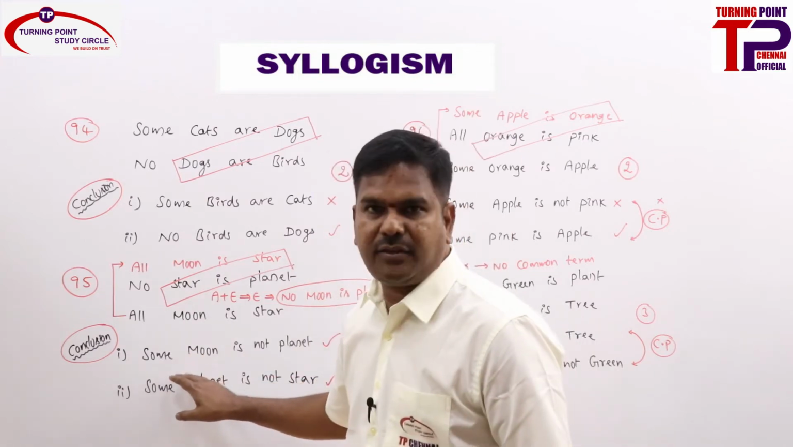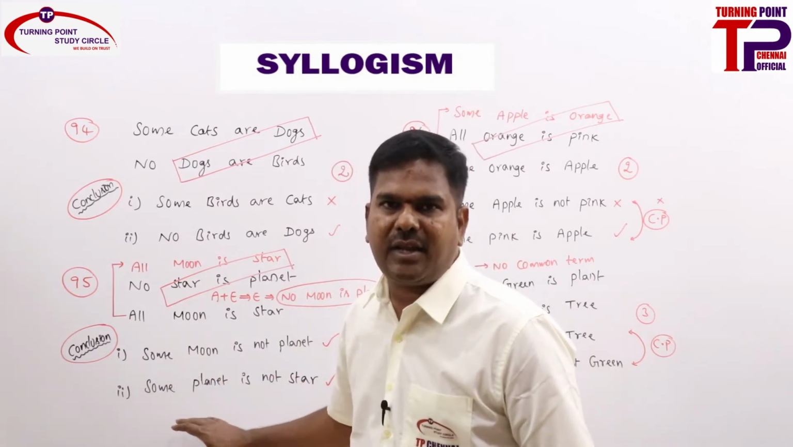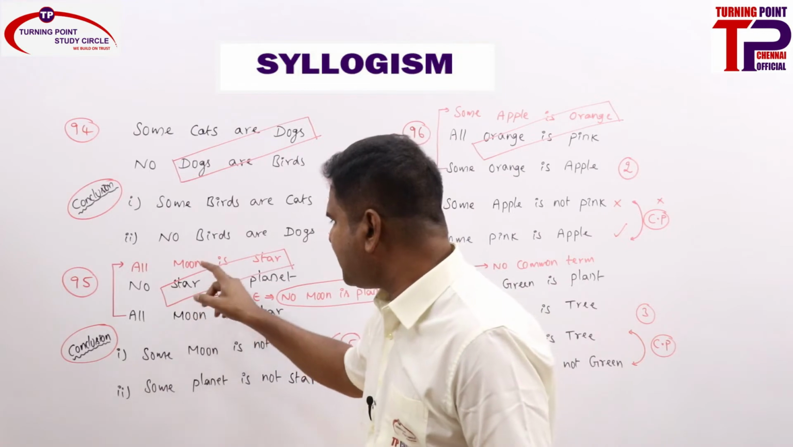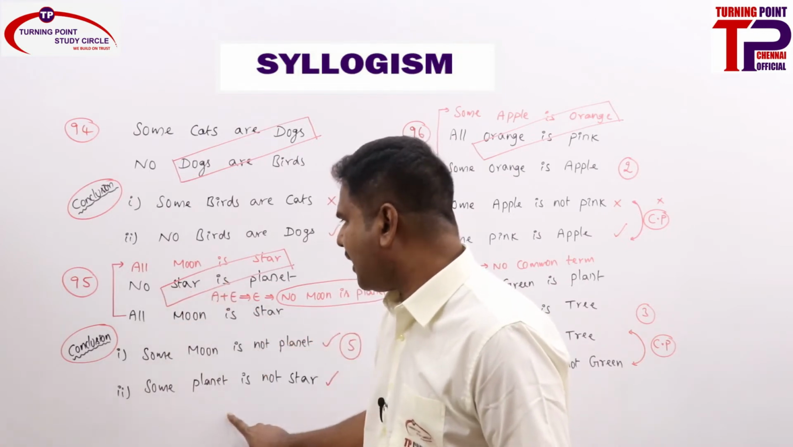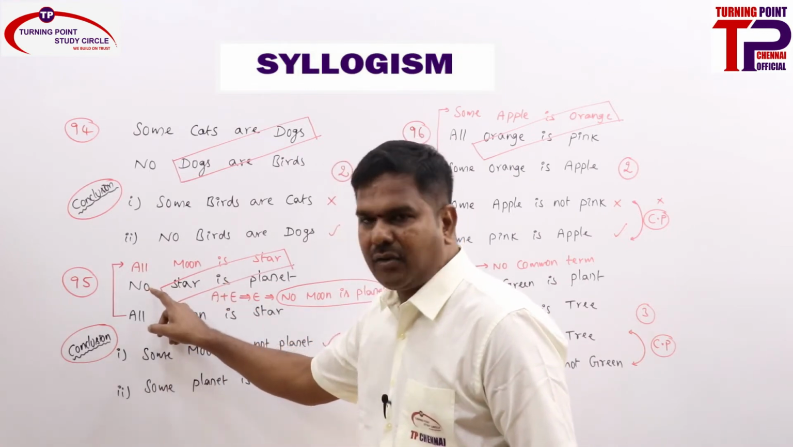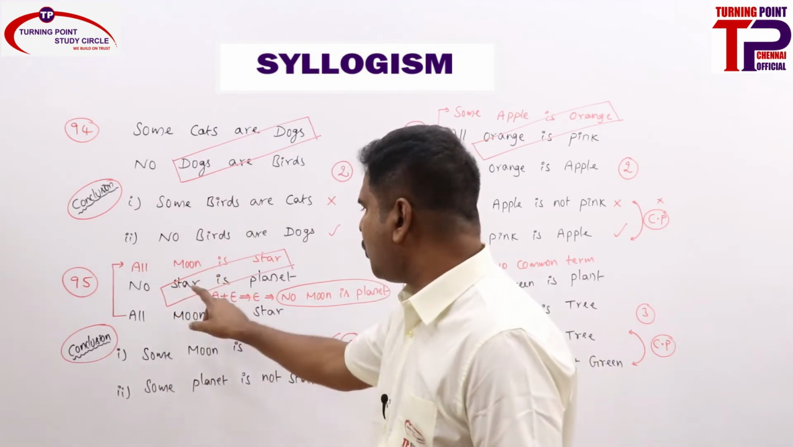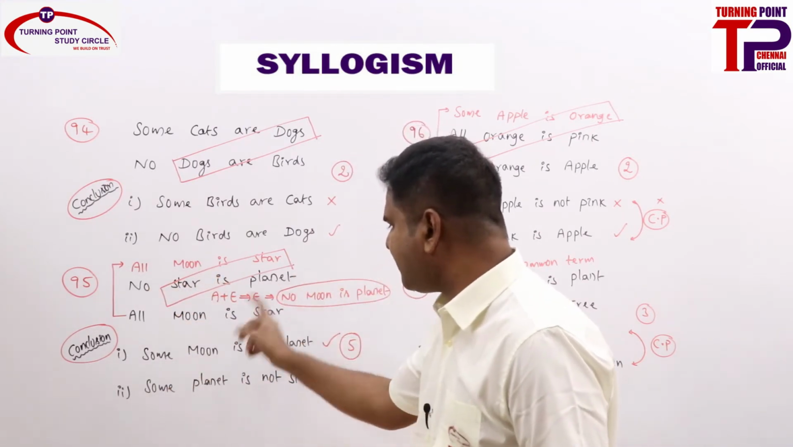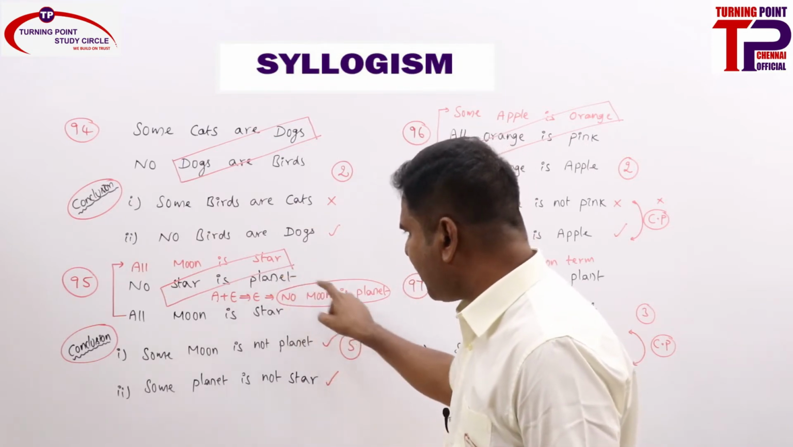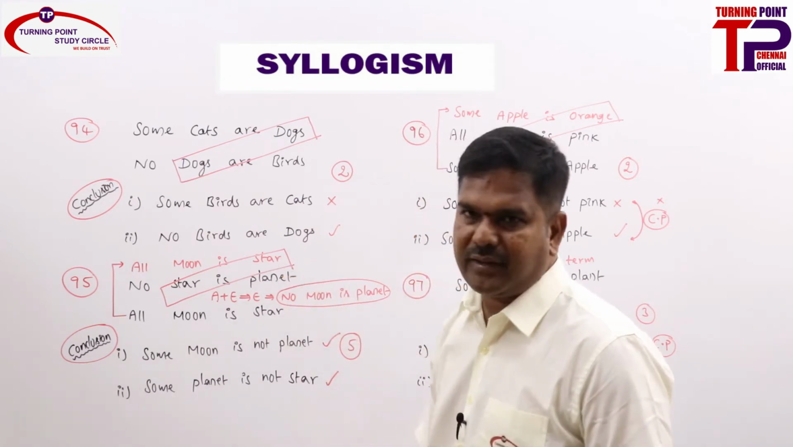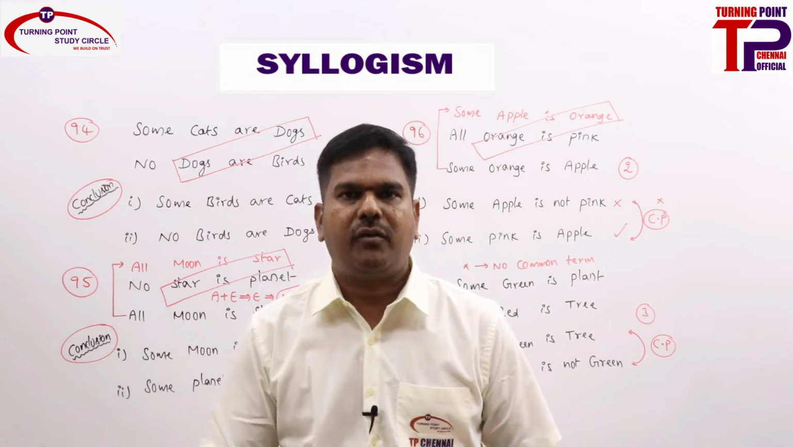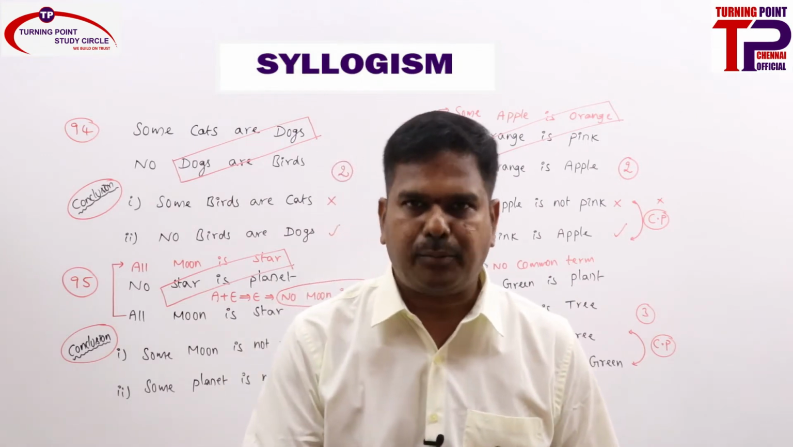First one is based on the 6 rules, second one is based on immediate inferences. From the E statement you got the second one. Because E can be converted into E and also O, E is implied by O statement. So no star is planet can be converted as some planet is not star. From the first statement alone you got the second conclusion. Both follow, so we need to go ahead with the fifth option.